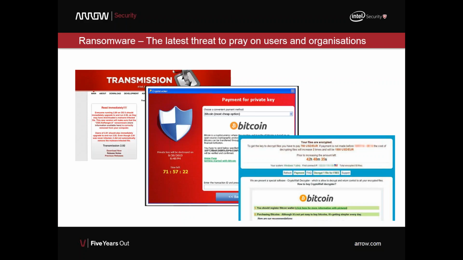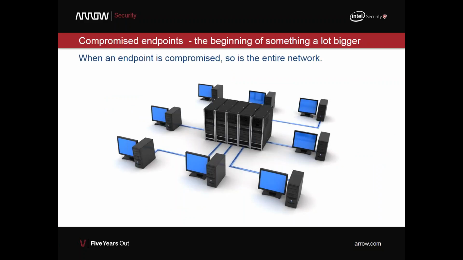And depending on your approach, whether you want to pay that ransom, which is not the best idea because you're essentially funding crime, but there's numerous debates on that, you have to think about how you're going to recover from that. Can you recover from your backups? But also, if you recover from your backups, are you still compromised? Which takes me on to the next point, which is when you have a compromised endpoint, it is the beginning of something a lot bigger.